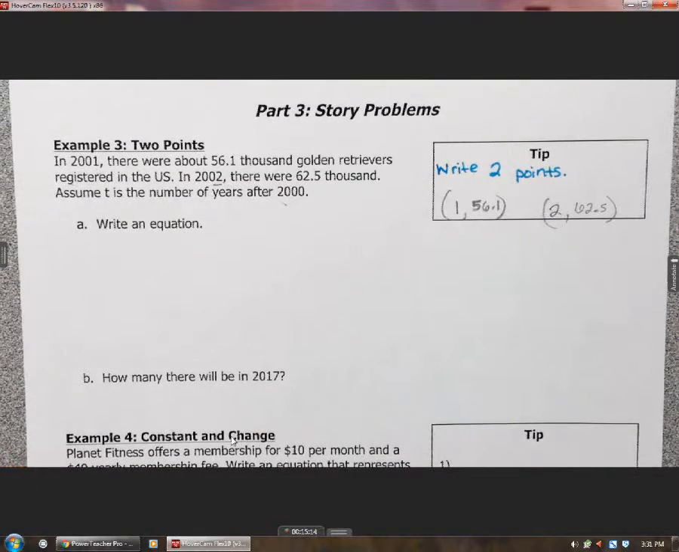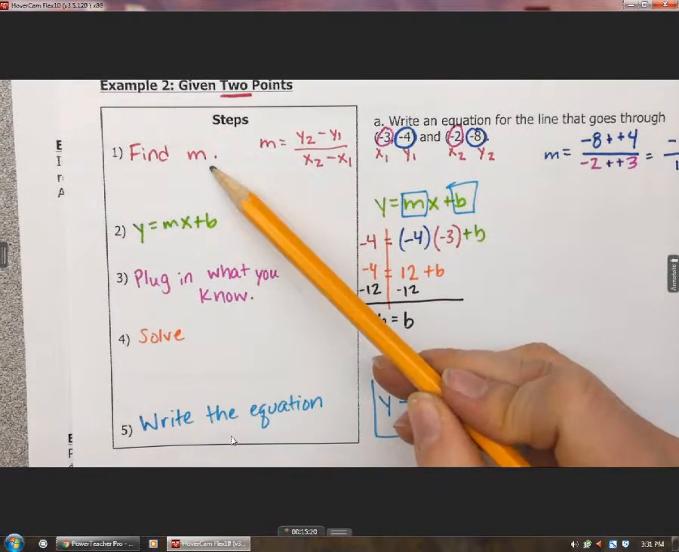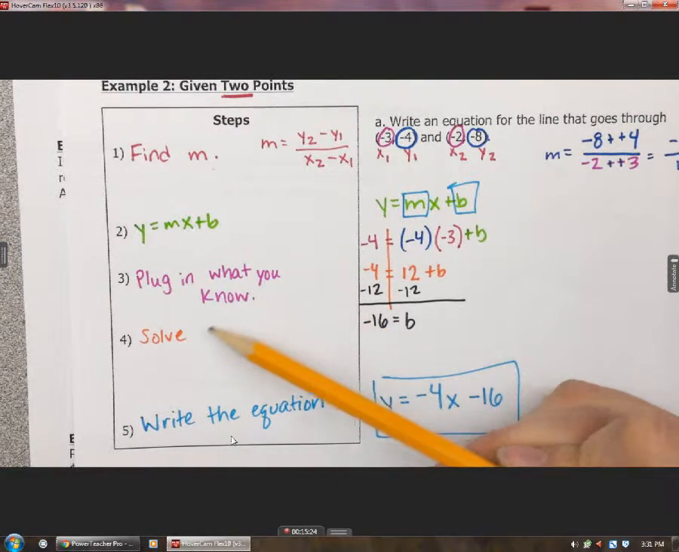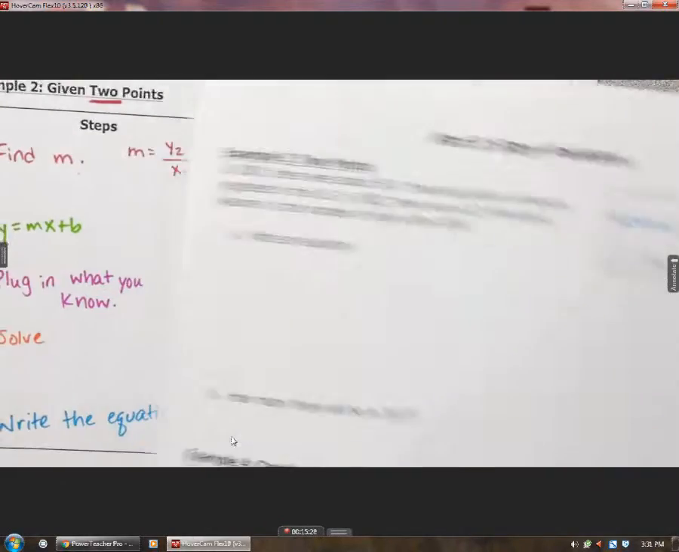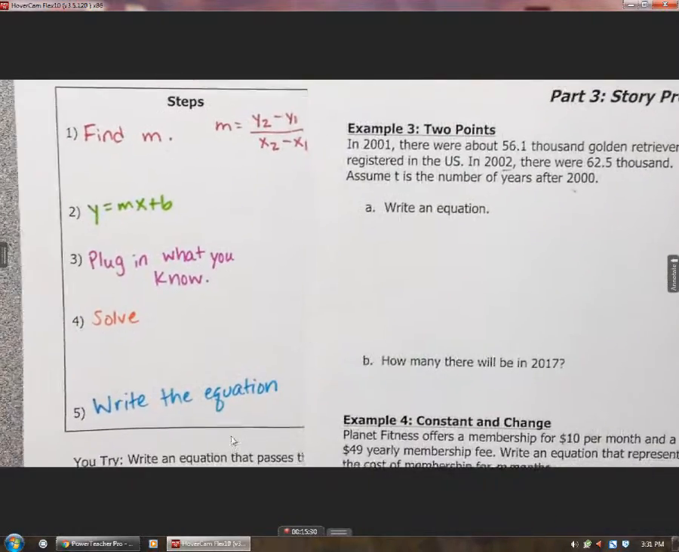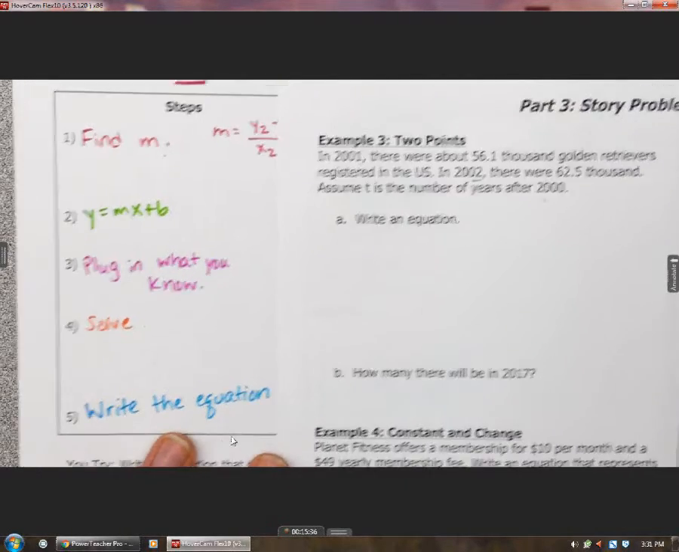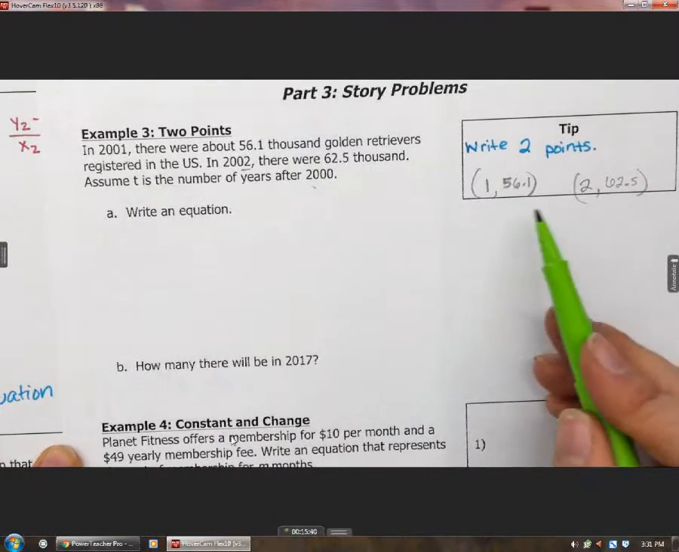Once I have those, I can write an equation using the steps that you all just hopefully added to your notes right here. Find m, write the equation, plug in what you know, solve, write your final equation. So I'll keep these next to this while I'm kind of writing it out. Write an equation. Okay, this is all that we need right here. We need to find m using our 2 points.